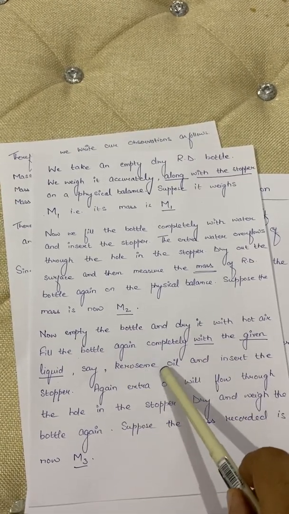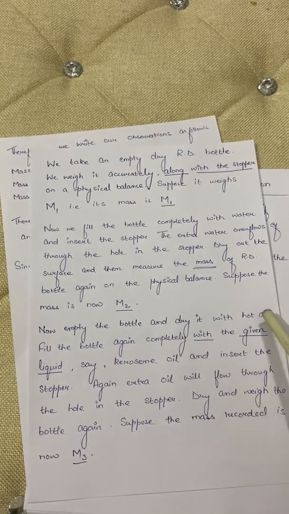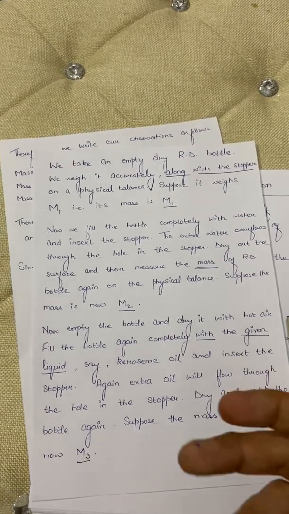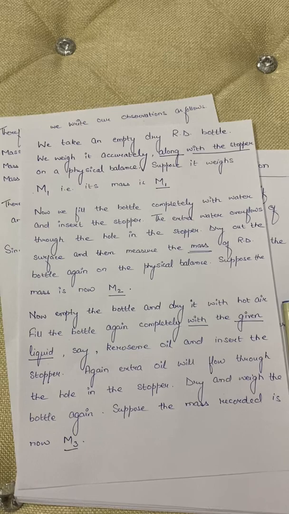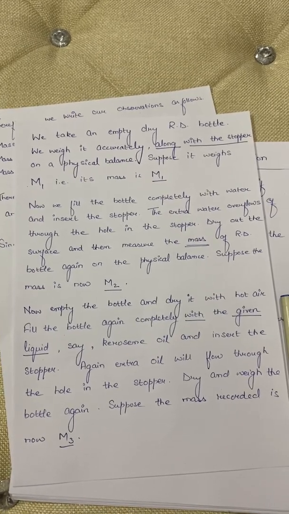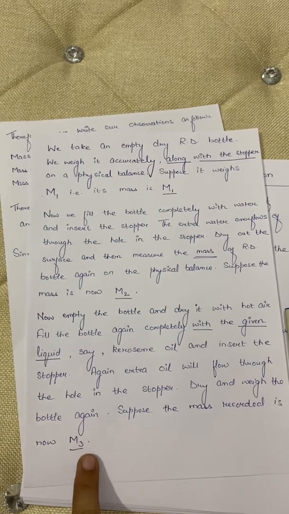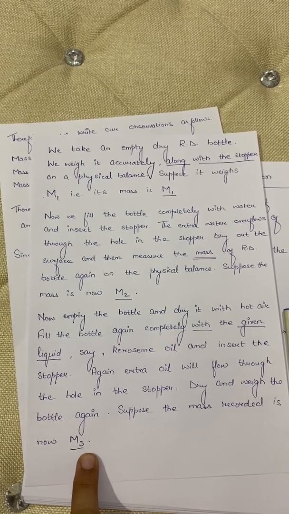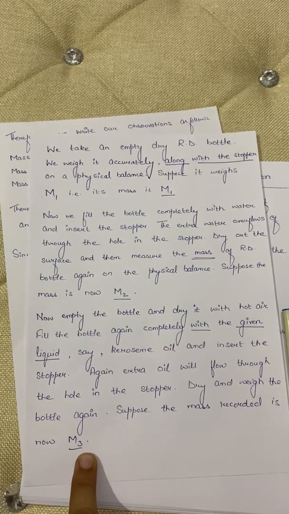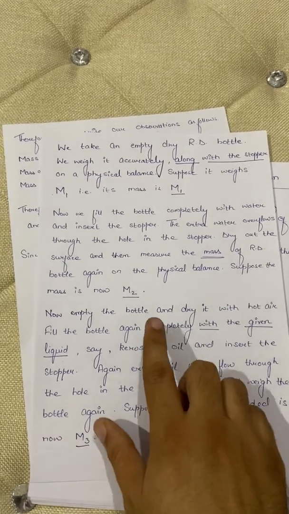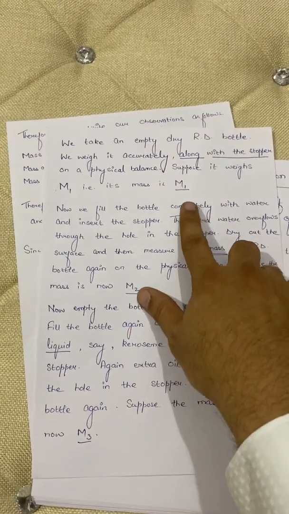Again we insert the stopper, again there will be some extra oil overflowing, and again we dry it once more and weigh the bottle again. Now suppose the mass recorded this time is M3. Then what is the difference between this mass M3, this mass M2 and this mass M1?